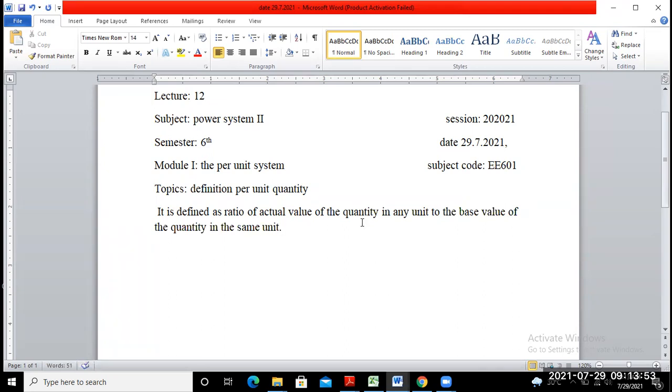So you may have observed from this statement, what is the unit of the per unit quantity? Can you tell me what is the unit of the per unit quantity? Hello? Deepak? What is the unit of the per unit quantity?